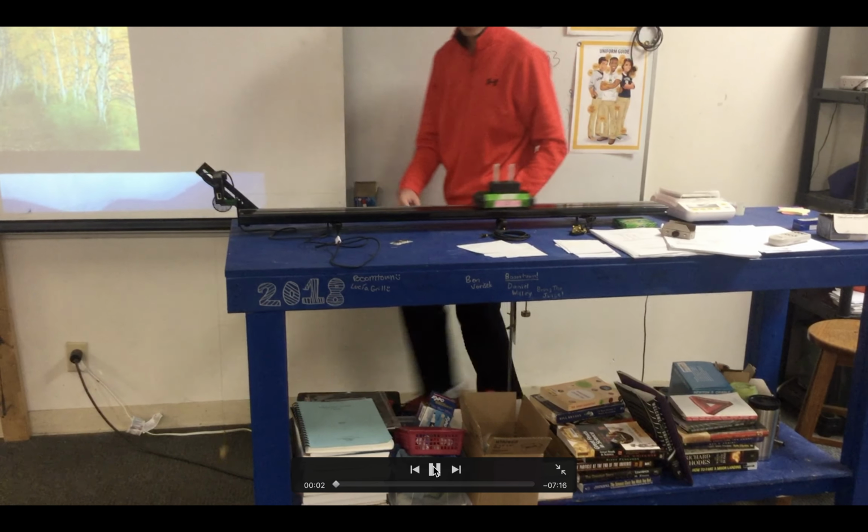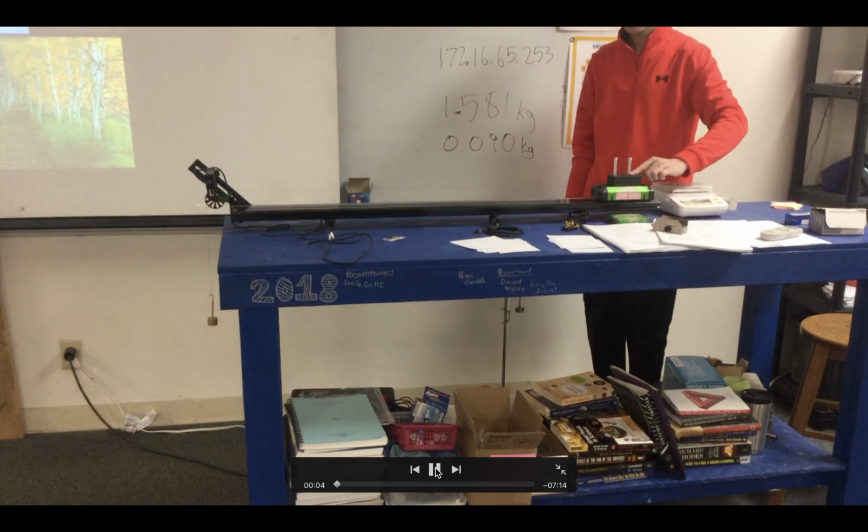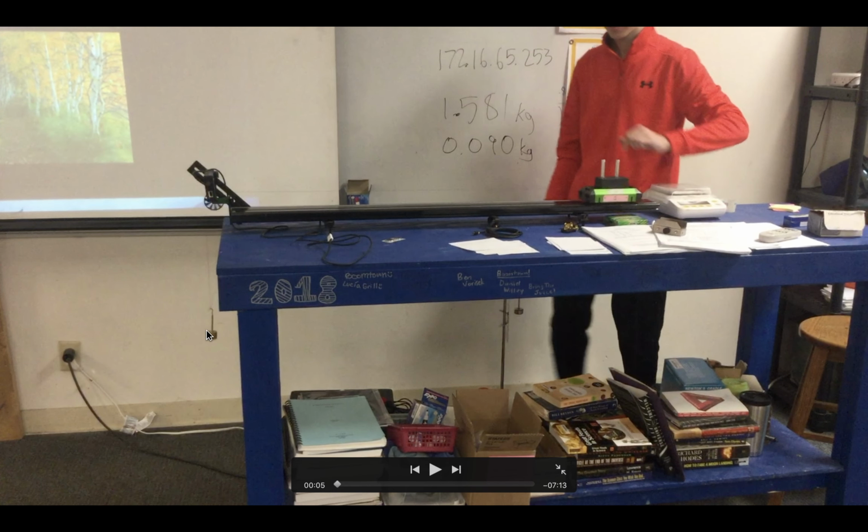Alright guys, so today you're going to be looking at a pretty familiar situation. We've got a cart that is being pulled by a hanging mass across this pulley down this straight track. And what we're going to hope to do is check the work kinetic energy theorem.